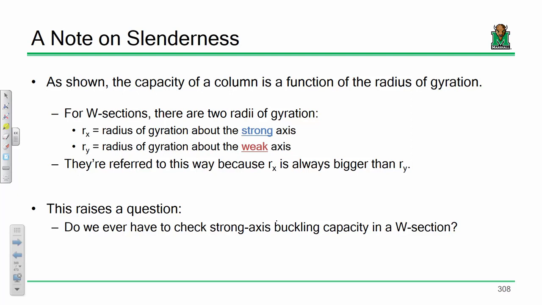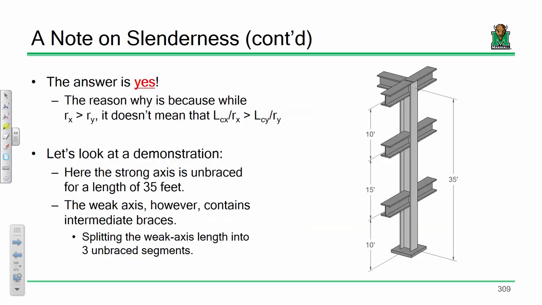So the question comes: do we ever have to check the strong axis? If you're doing L over R and Ry is always smaller, do we ever have to check Rx? Do we ever have to check the x-axis? The answer is yes. The easiest way to explain why is to look at this column over here.